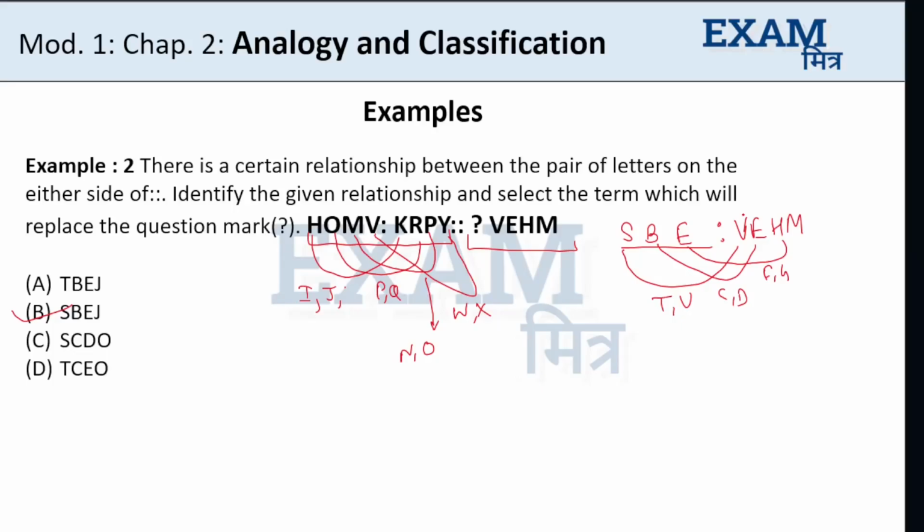You know that J, then K, then L, then M. That means if I write here J, then I'll skip K and L to get M. So our answer is SB. I hope you are getting it. We need to find the relationship between the first pair and then establish the same relation with the second pair. Okay, so let's move to the next question.